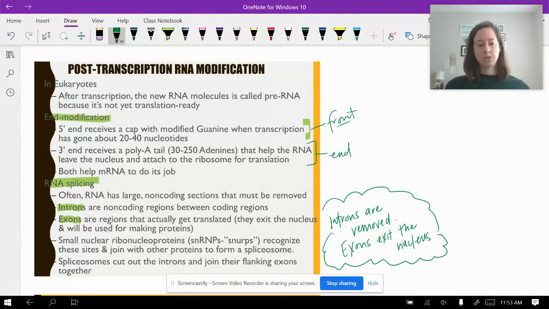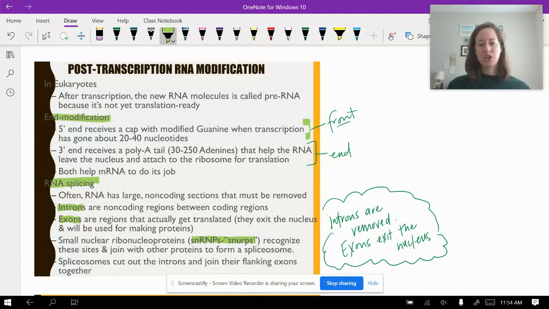This is done using something called small nuclear ribonucleoproteins, which we abbreviate as SNRPs. That's how you pronounce it. Here it is. In class, when I do this lecture, usually I have a little SNRP that has scissors that sits on the desk. But sad day, it's not here.